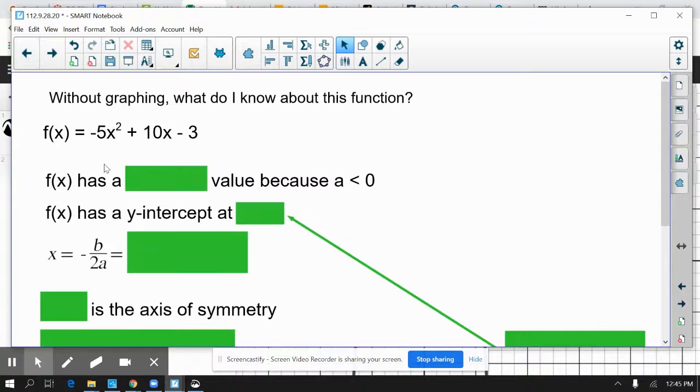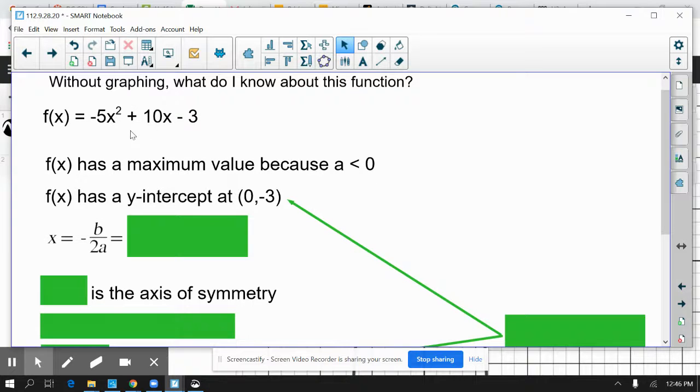Last slide. Without even graphing this quadratic, what do we know about it? First of all, the y-intercept is -3. If you plug in 0, you get -3. Second of all, a is -5. Since -5 is less than 0, this parabola is facing down. And if it's facing down, then it has a maximum value. And I could find the vertex. -b/2a would be -10 divided by 2 times -5, which is negative 10 divided by negative 10, which is 1.